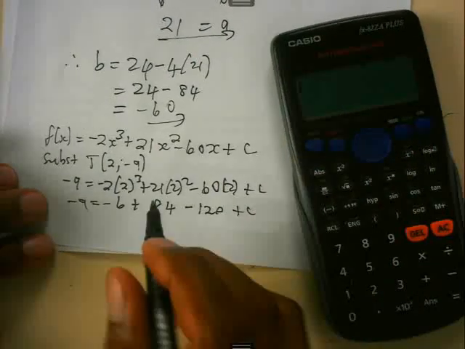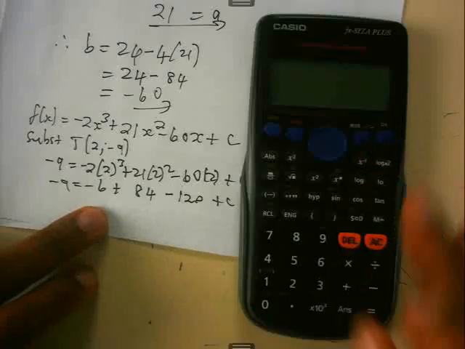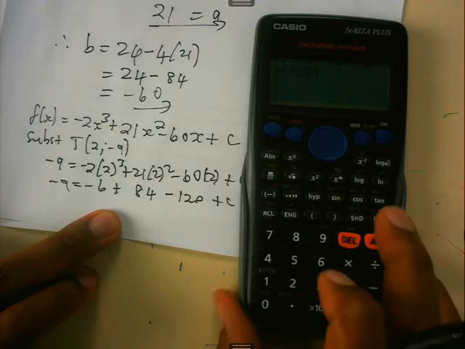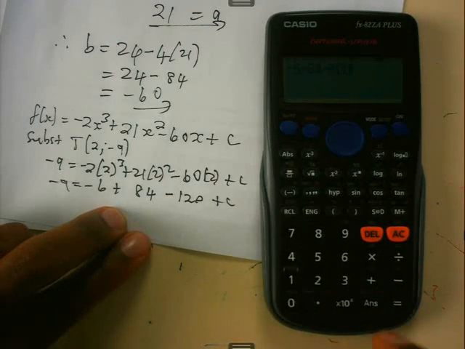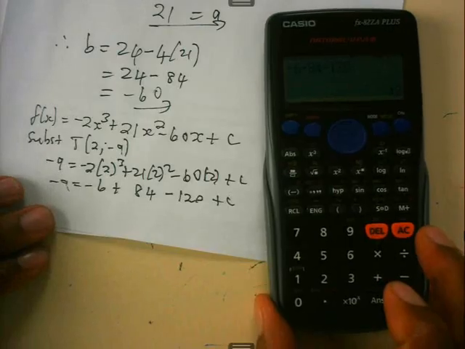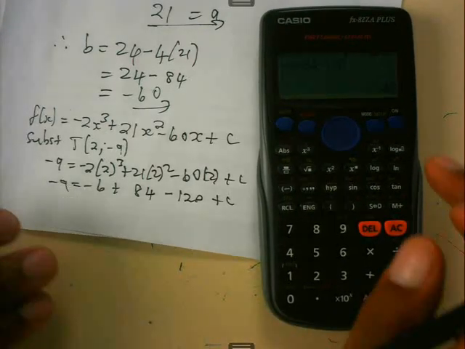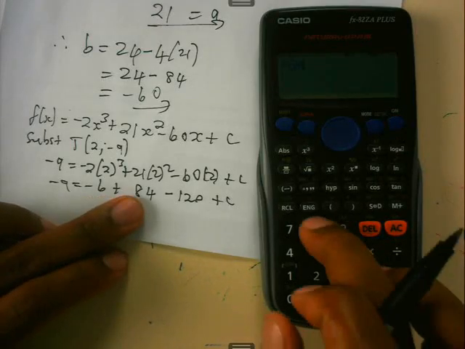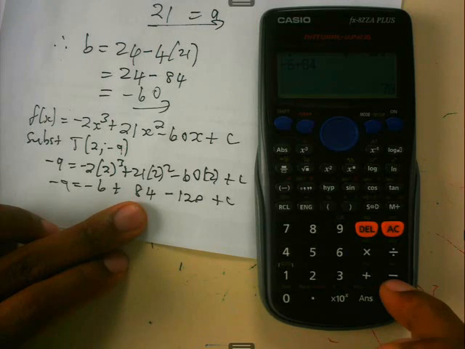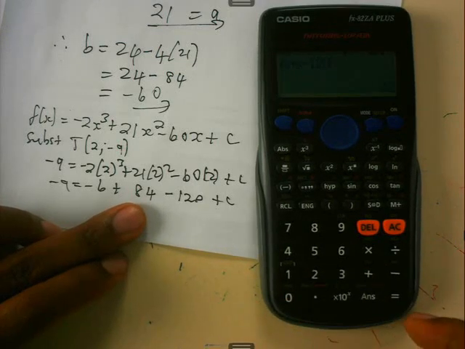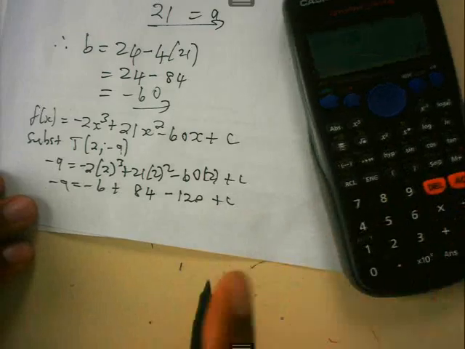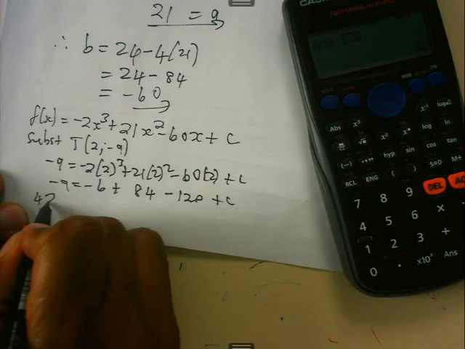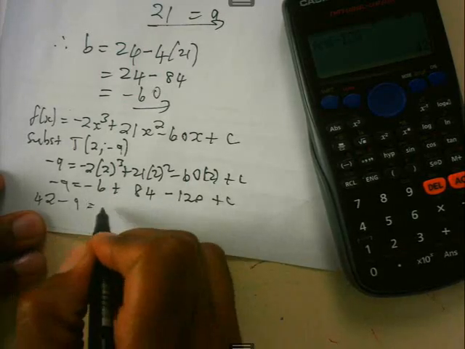Then of course if I move everything to the other side, this one will be minus 6 plus 84 plus minus 120. It is equal to minus 42. That is minus 6 plus 84, then minus 120, then it's minus 42. And now we take it on the other side to have positive 42 here. Minus 9 equals?